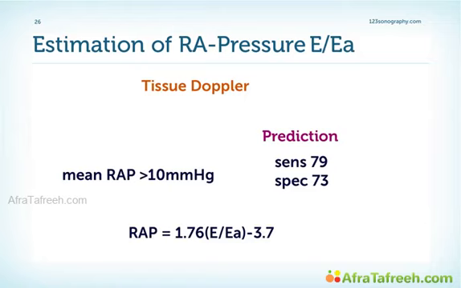Another way to estimate right atrial pressure is by using tissue Doppler, a method we also use for the left atrial filling pressure. In principle, what we do is we look at the inflow signal across the tricuspid valve and at the motion of the tricuspid annulus. And by the formula you see down here, we can estimate the mean right atrial pressure. Now this is still very experimental, but it can be used in certain situations.